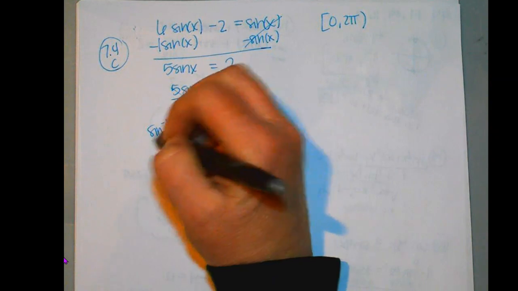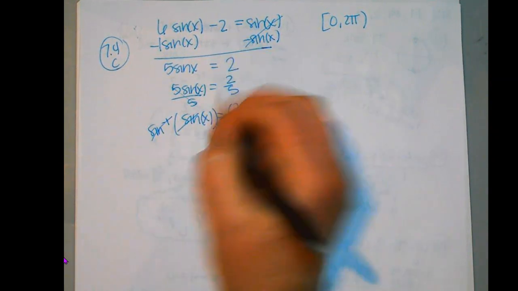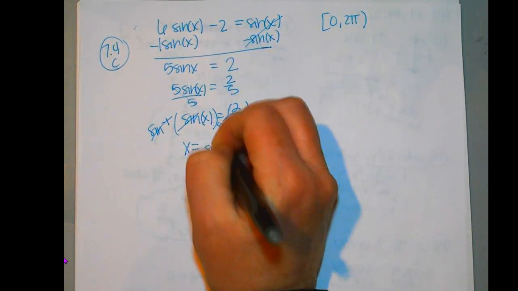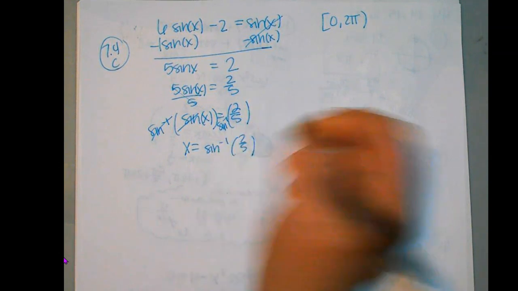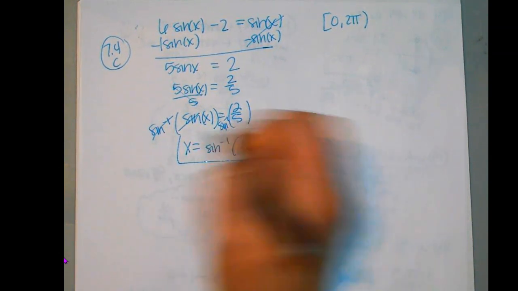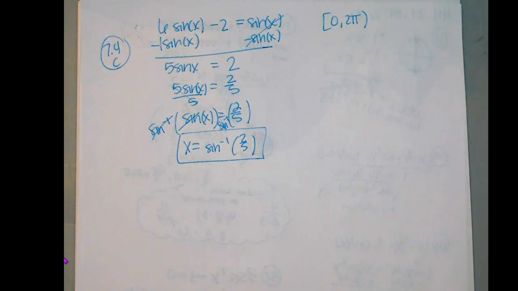And I never, ever leave enough room, even though I know I'm going to do that. x equals sine inverse of 2/5. And then you're done. Like this is it. I don't know what it is. I would need a calculator. They didn't say use a calculator.